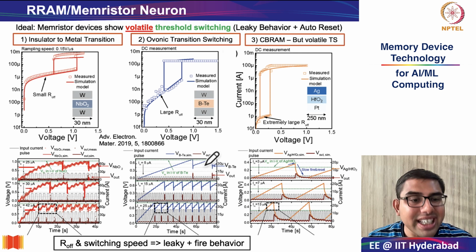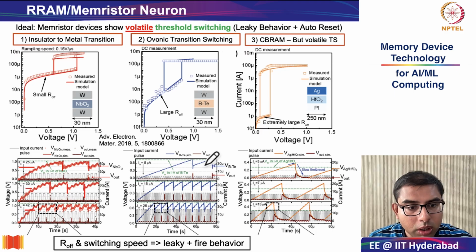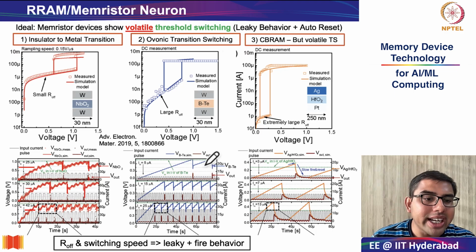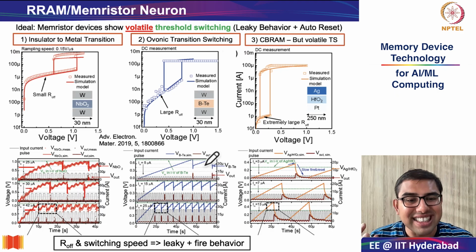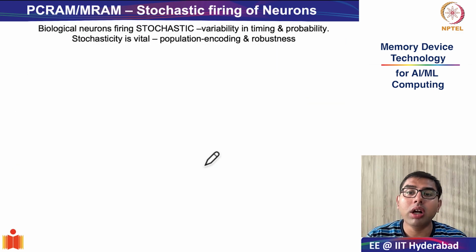So this paper essentially shows a generic framework for creating memristor neurons, and also correlates that the off-state resistance through which the discharge happens and the switching speed can be used to tune the leaky, integrate and fire behavior of these artificial neurons. Next, we move to a very interesting topic of stochastic firing of neurons.